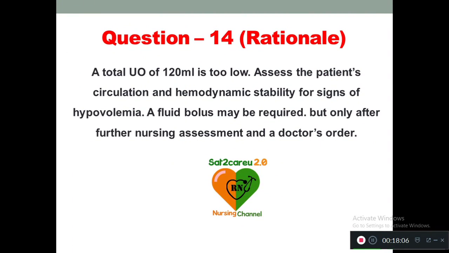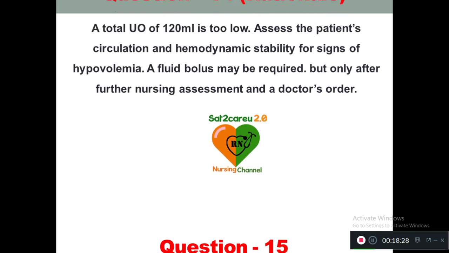The rationale: a total urine output of 120 ml is too low. Assess the patient's circulation and hemodynamic stability for signs of hypovolemia. A fluid bolus may be required, but only after further nursing assessment and doctor's order.